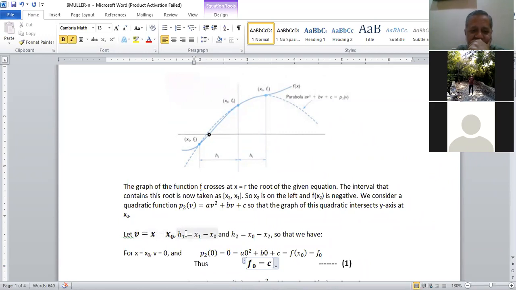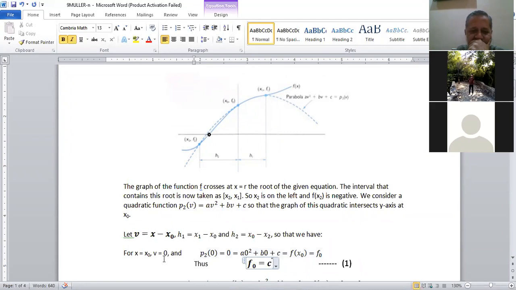Then we define the distance of x naught from x1 and x2. x1 right पे है तो h1 is x1 minus x naught, so that h1 is positive. x2 left पे है, so x naught minus x2, so that h2 is also positive. So that we have, for x is equal to x naught, v will become 0. So the parabolic equation, this is a second degree polynomial, P2 means second degree polynomial. इसमें v की वैल्यू 0 रखेंगे, ये 0, so it comes out to be c.